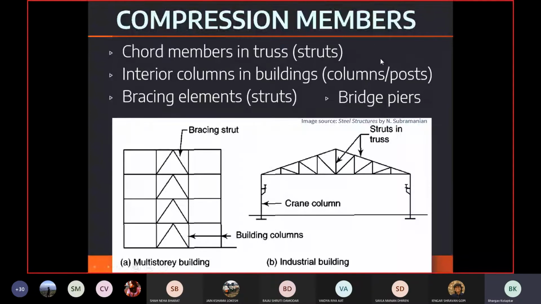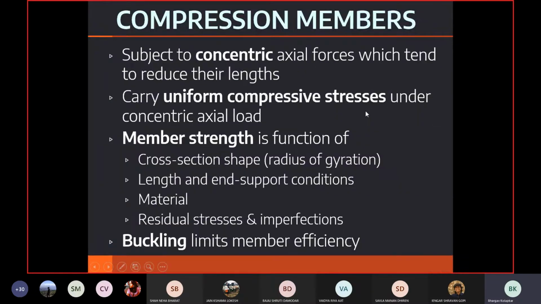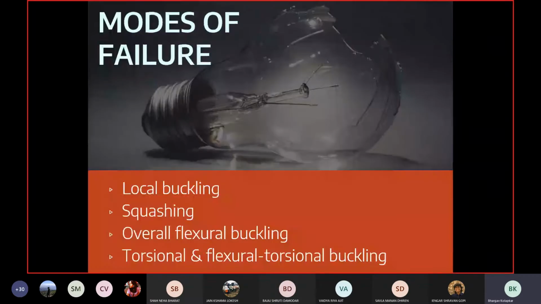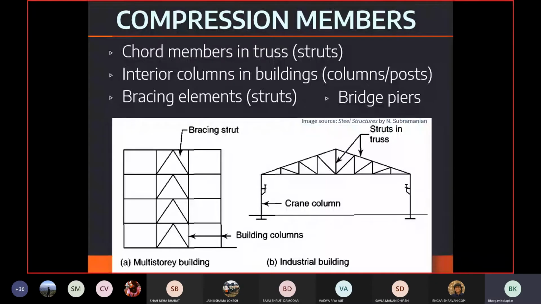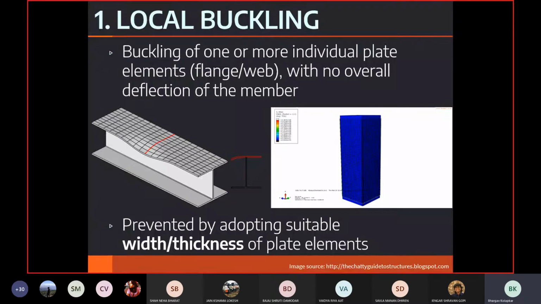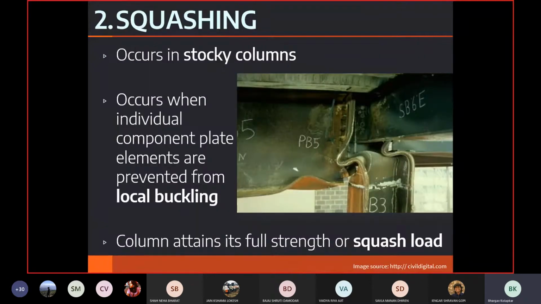So we were looking at compression members, wherein we looked at the basics of compression members, as in, what type of stresses they experience, what factors affect the strength of a compression member, and then we also looked at common examples of compression members, then cross sections that are typically used. Then we looked at various modes of failure, and we also looked at the ways to mitigate these failures.